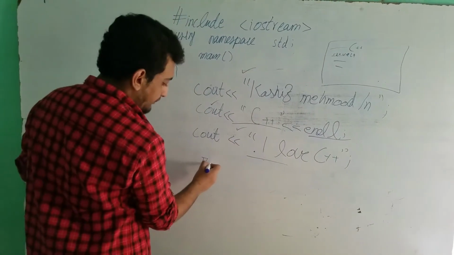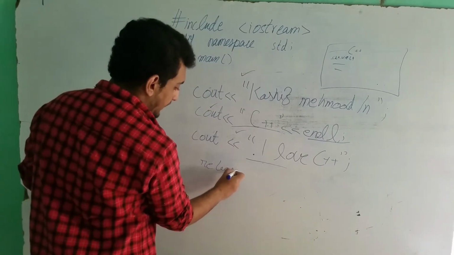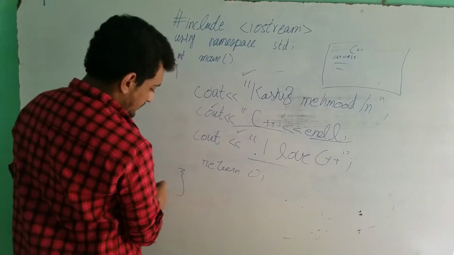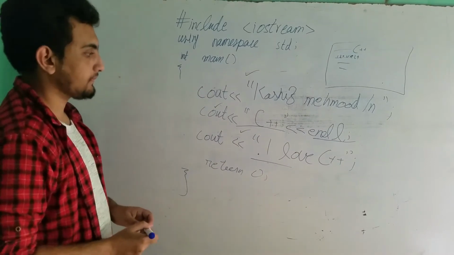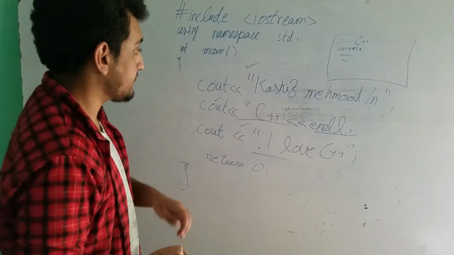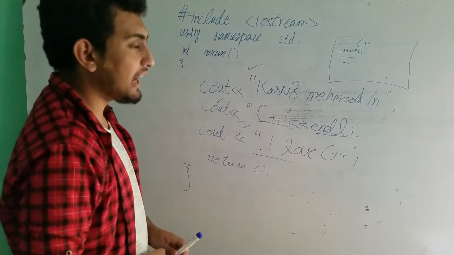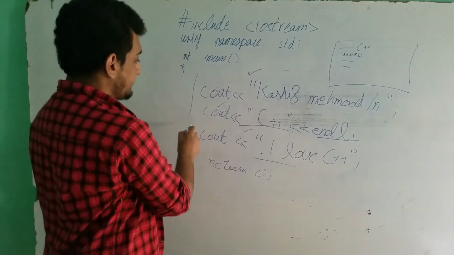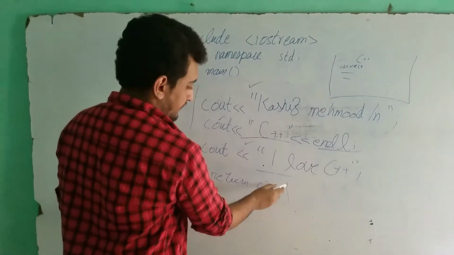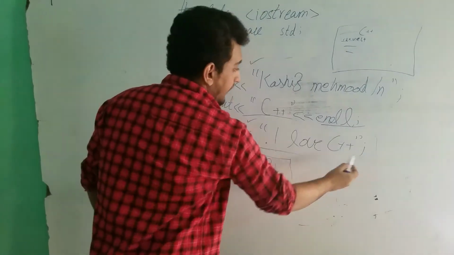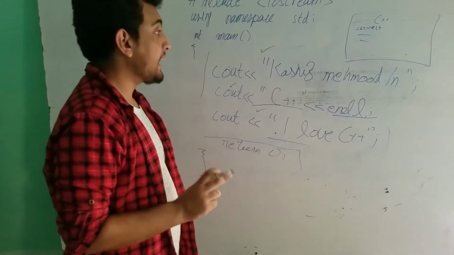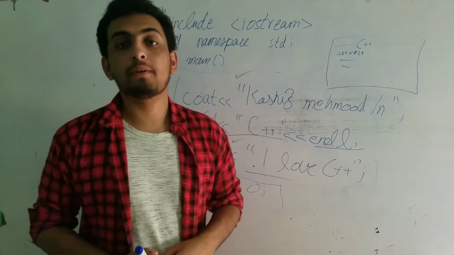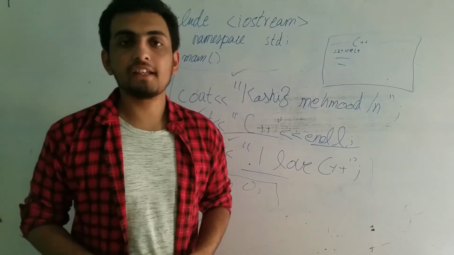So let's first complete our program by writing return 0 and braces, in curly brackets. So how does the C++ program work, and why are these things till this displayed on the console and why aren't these? This video has become very long, so let's meet in the next video.